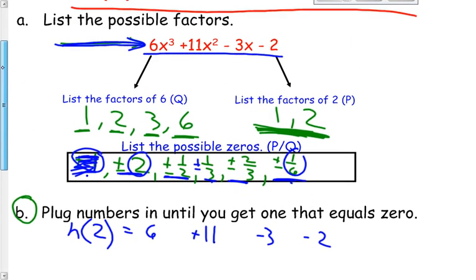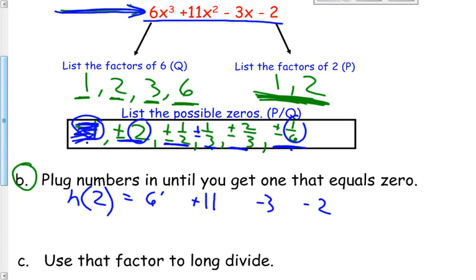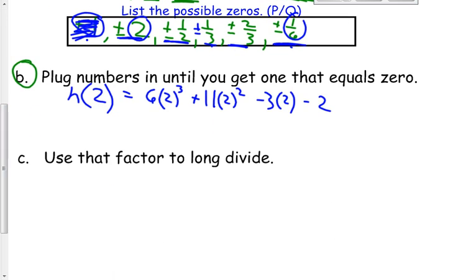So it's going to be 6 times x cubed, so it's 6 times 2 cubed, plus 11 times 2 squared, minus 3 times 2, and then subtract 2. Here we go. 2 cubed is 8. 8 times 6 is 48. Plus 2 squared is 4, and 4 times 11 is 44. Well, you could already kind of see right here, this isn't going to equal a 0 either. This is getting frustrating. Keep on going, class.